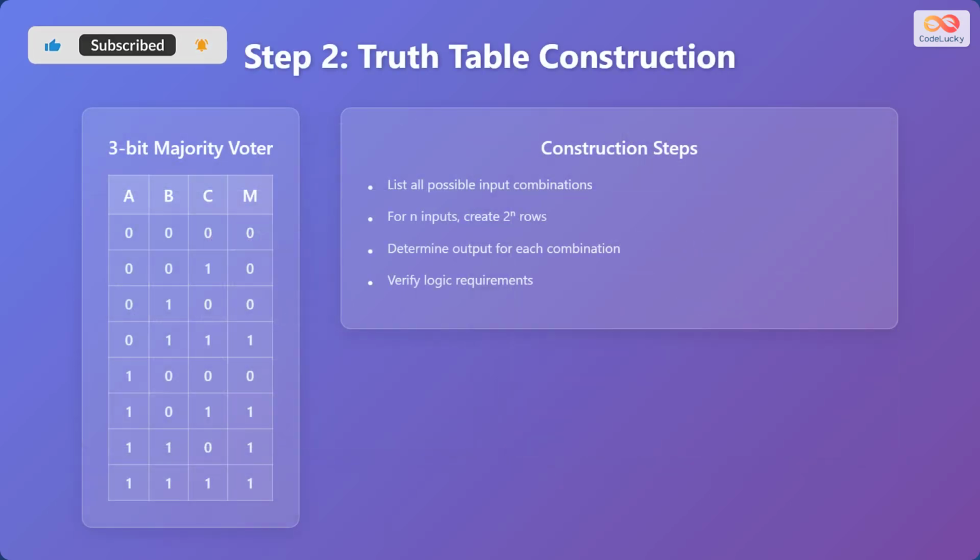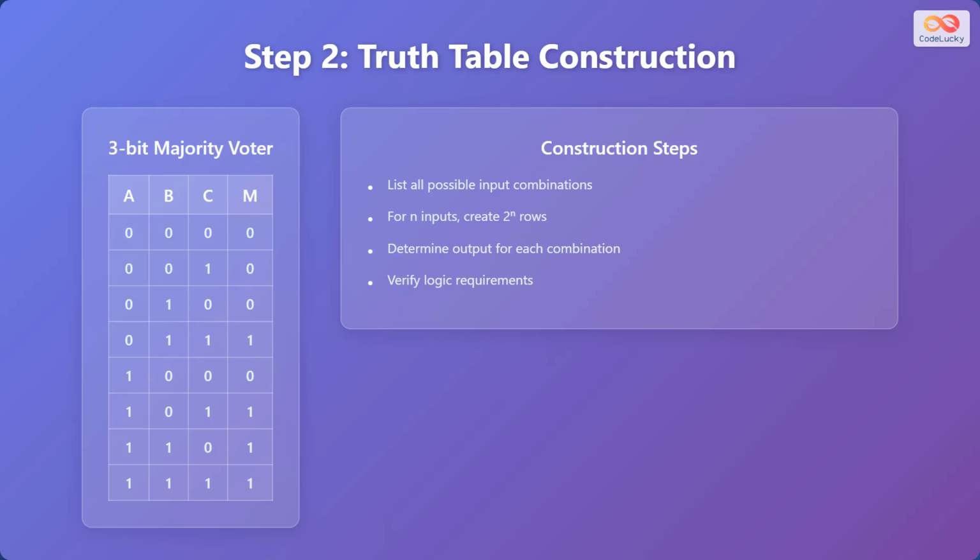Step 2. Truth table construction. Continuing with our 3-bit majority voter example, here's how we construct the truth table. The table lists all possible combinations of inputs, A, B, and C, alongside the corresponding output M. For example, if A, B, and C are 0, 0, 0 respectively, the output M is 0. If the inputs are 0, 1, 1, the output M is 1.